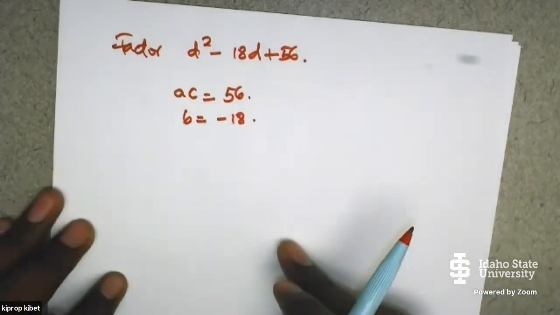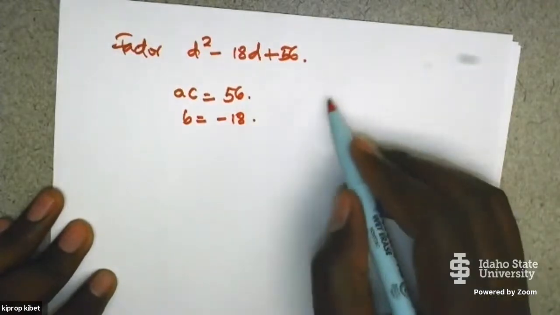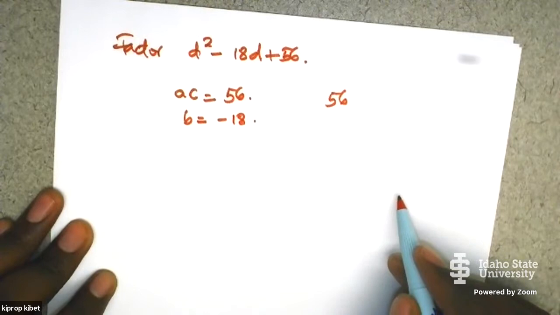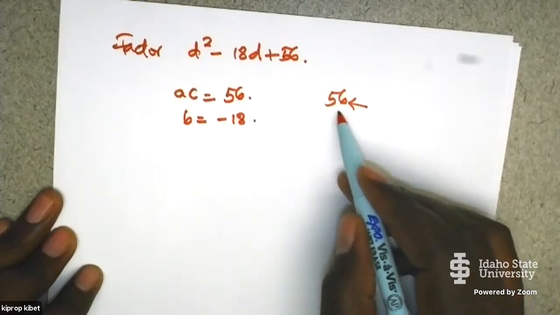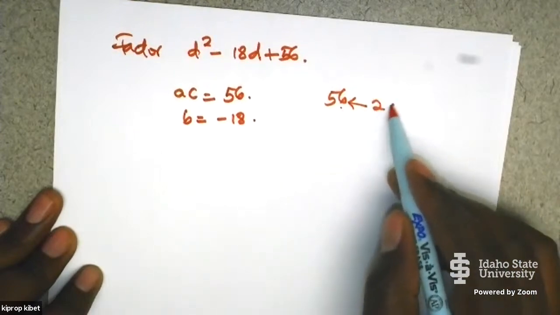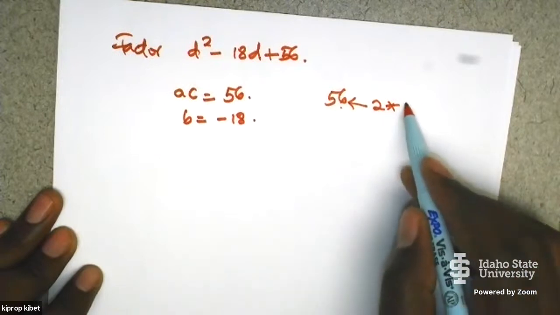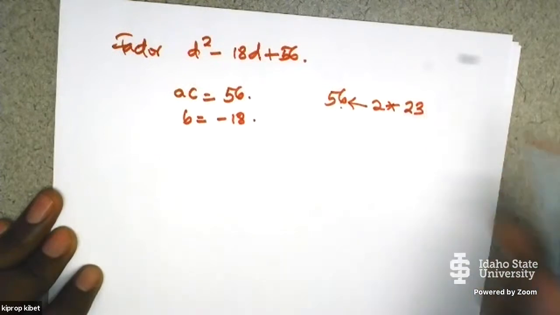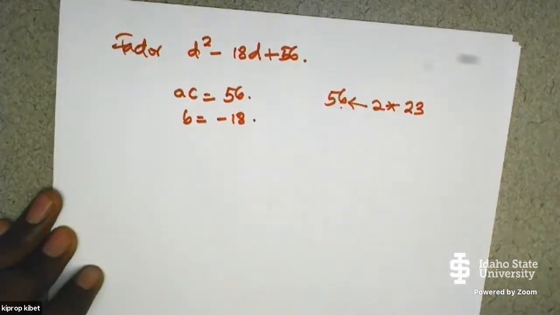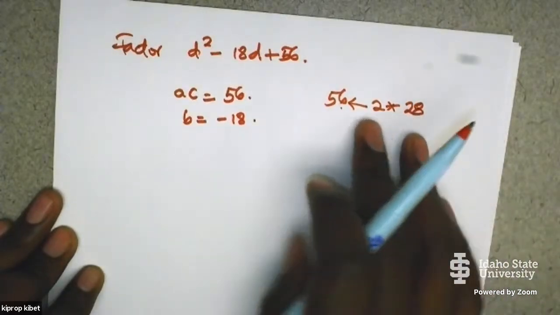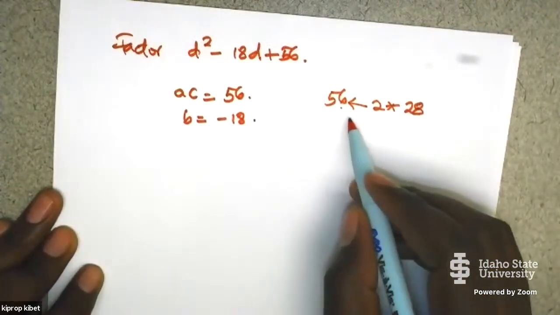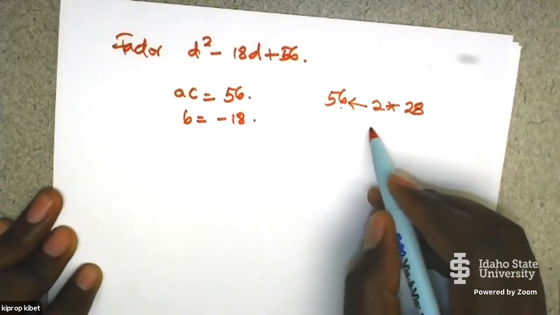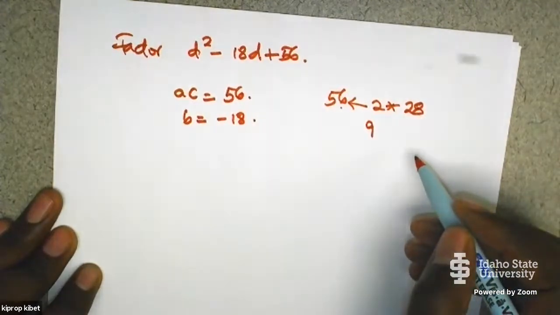Okay, so 56. If we try 2, then 56 divided by 2 is 28, right? So if you add the two of them, is it even near 18? It is not. Another one is like 9. Is it 9?